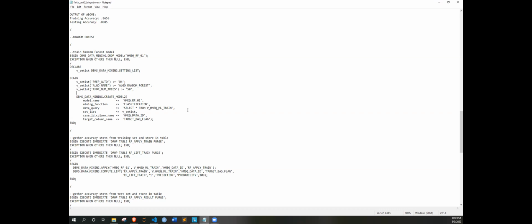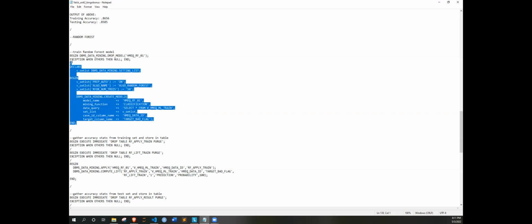I used the HMEQ home equity data set that we're using in 422 and piggybacked on the work we're doing in Python, basically replicating it within PL/SQL using the DBMS data mining package. The first thing we do is this set of code, which creates a model called HMEQ RF01. It's a random forest model.